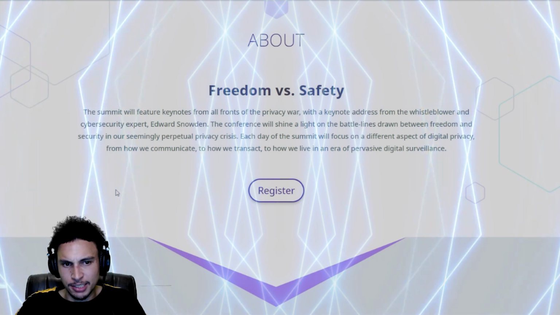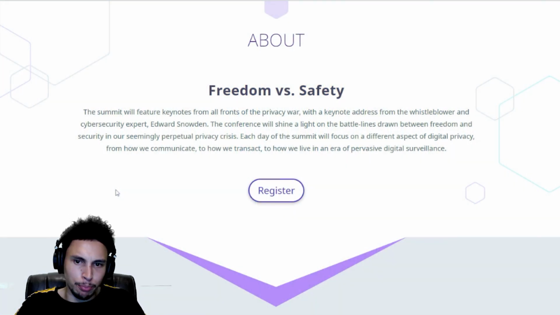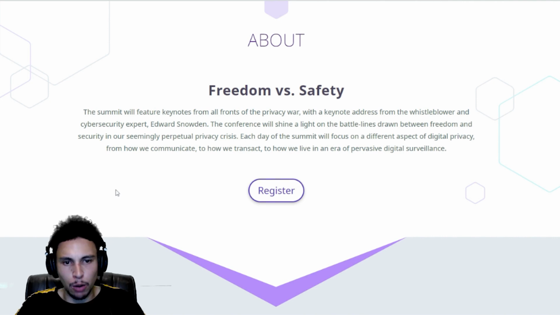Freedom versus safety. The summit will feature keynotes from all fronts of the privacy war, with the keynote address from the whistleblower and cybersecurity expert Edward Snowden. The conference will shine a light on the battle lines drawn between freedom and security in our seemingly perpetual privacy crisis. Each day of the summit will focus on a different aspect of digital privacy, from how we communicate to how we transact to how we live in the era of pervasive digital surveillance.